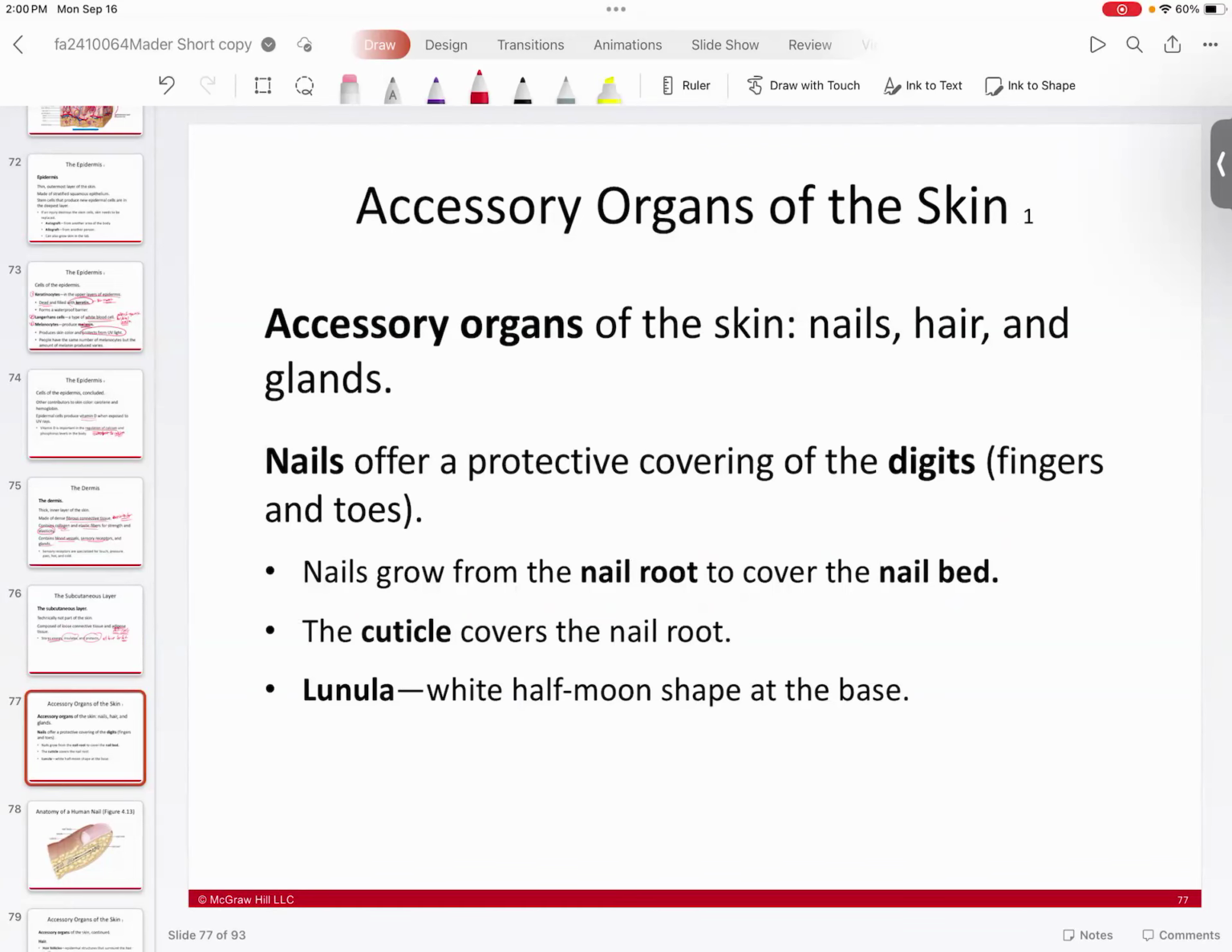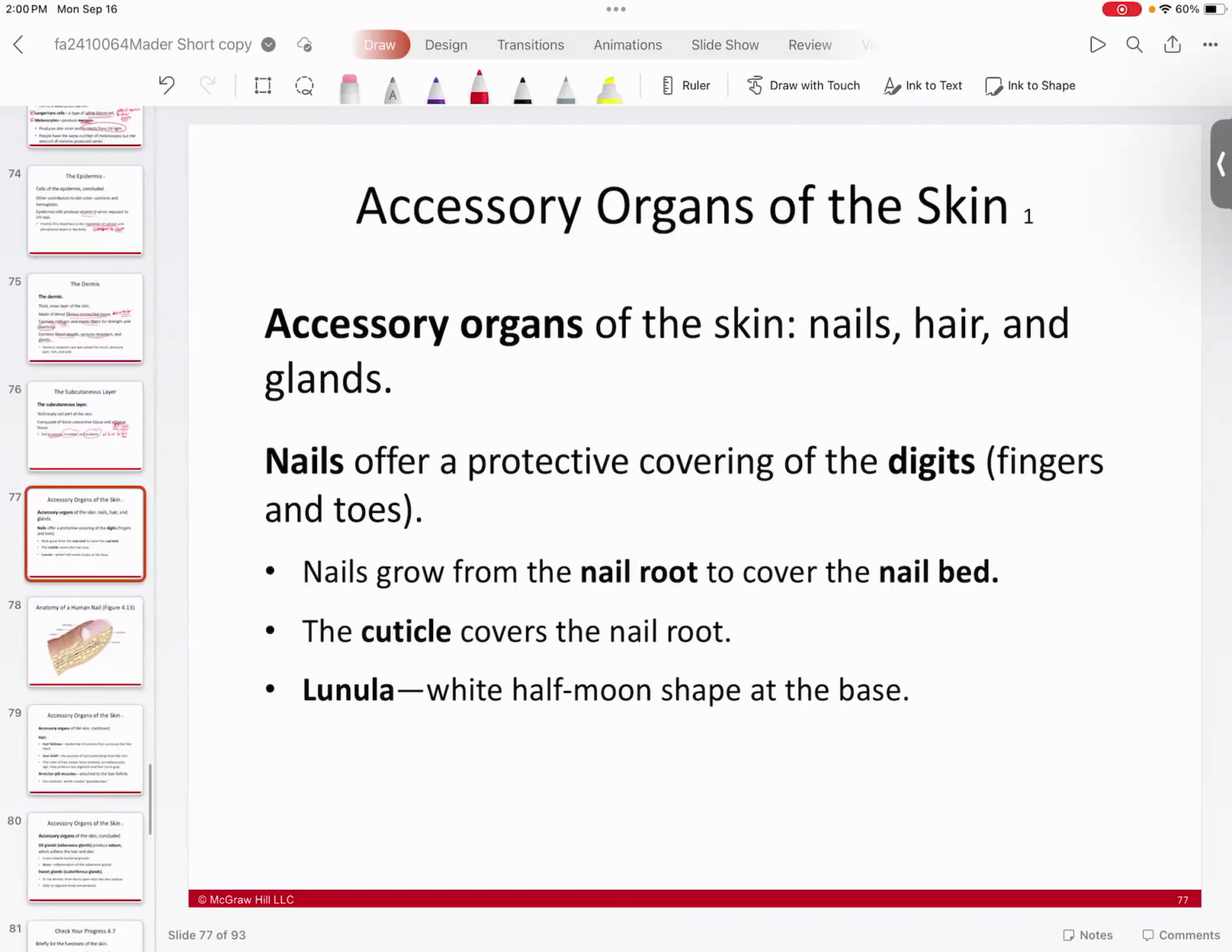Then you have your accessory organs, right? So basically your accessory organs are going to be your hair and your nails and your glands, right? So for instance, your nails, which are designed to cover your fingers, they're supposed to be protective in nature. In some animals, of course, those are for digging, some are for defending. And so your nails will have different functions depending on your animal. But typically what will happen is nails grow from what's called a nail root.